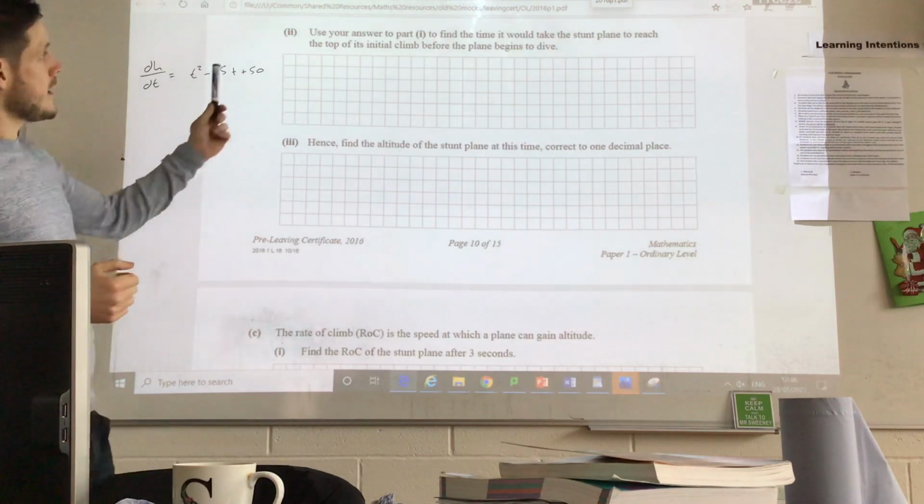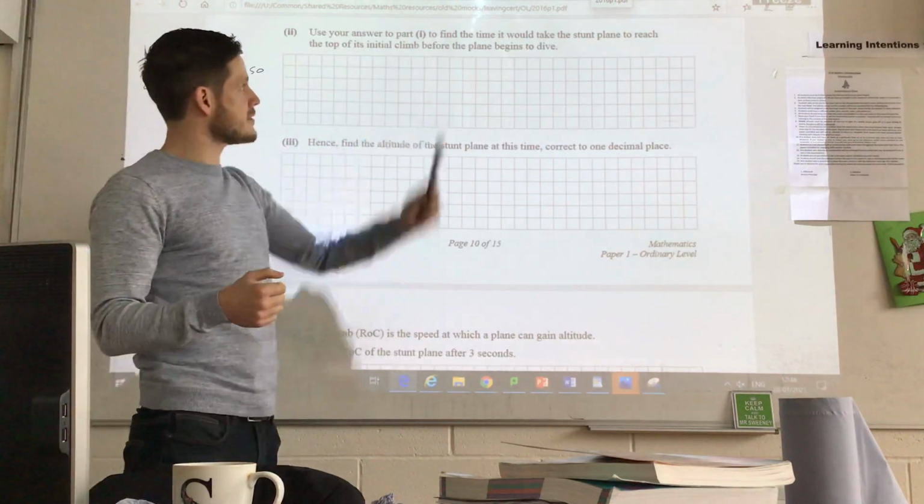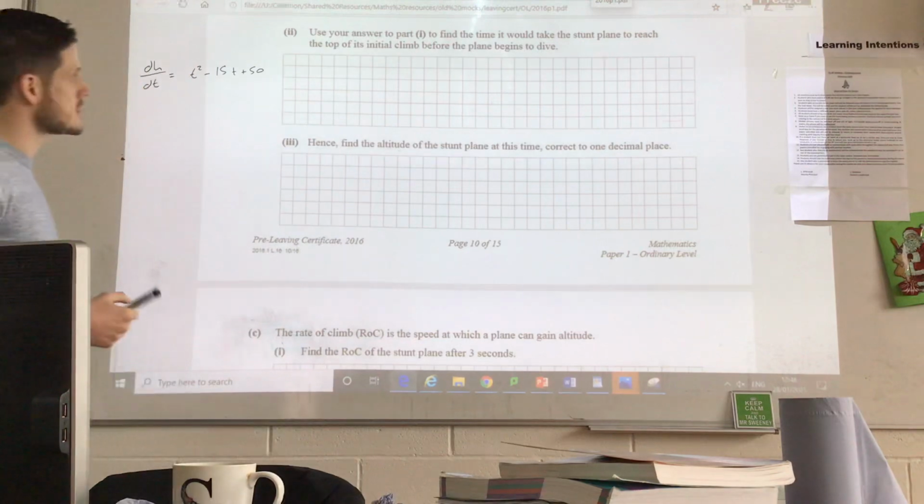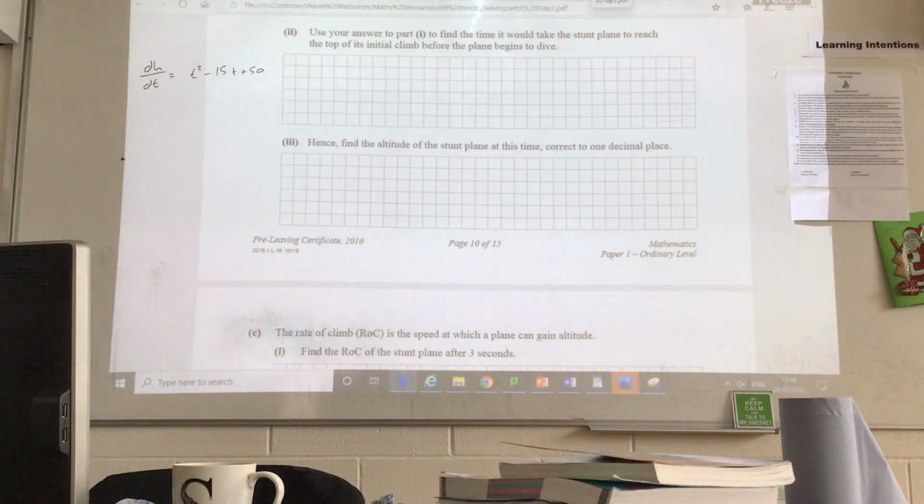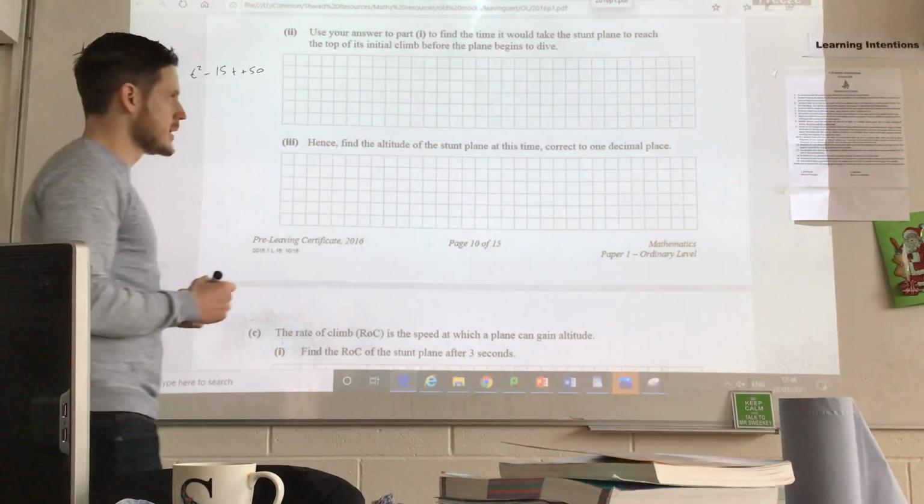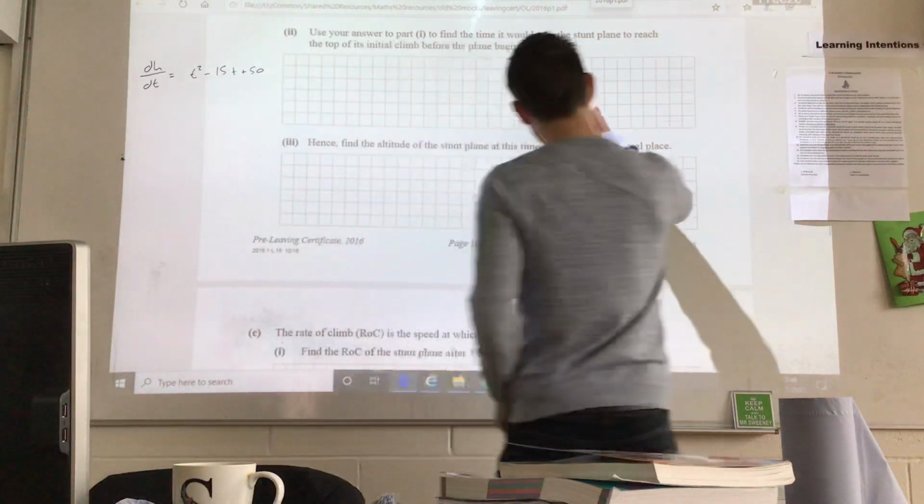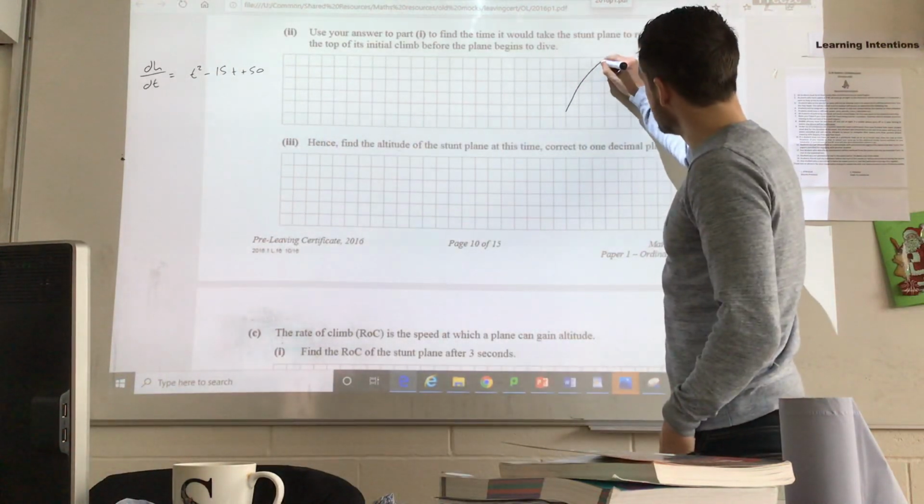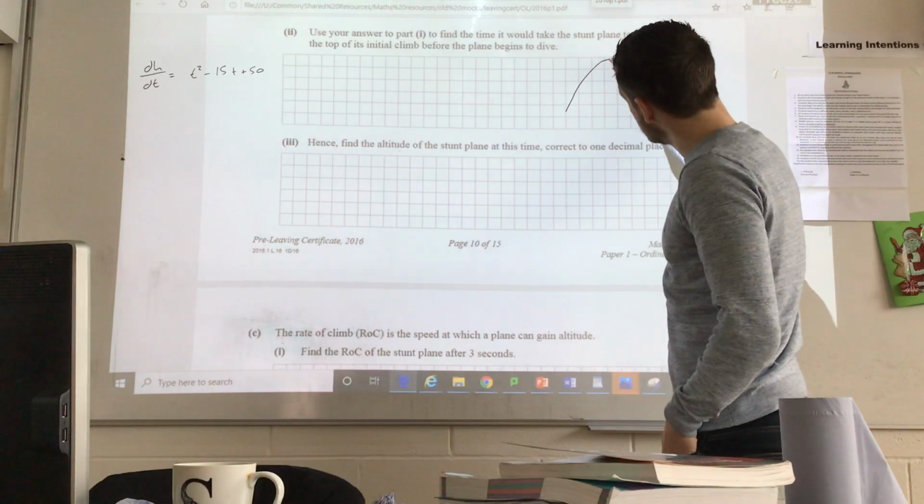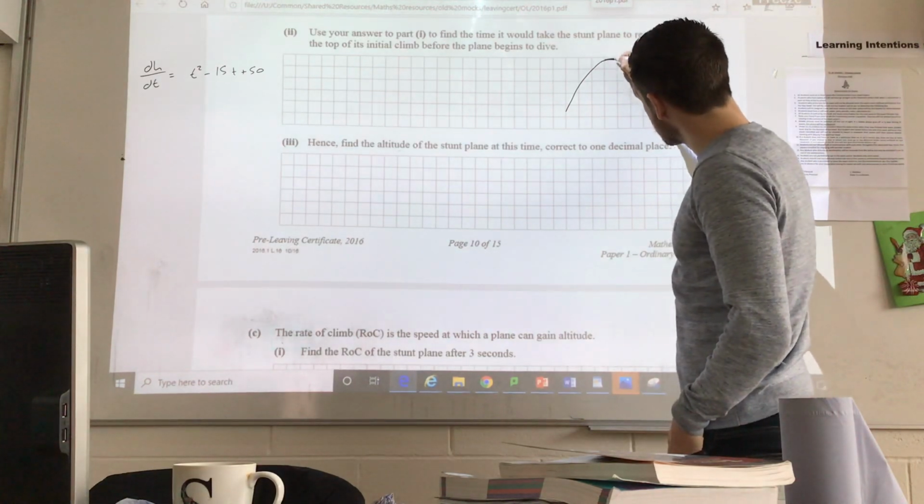And it's saying in this question, use your answer from part 1 to find the time it would take the stunt plane to reach the top of its initial climb before the plane begins to dive. So basically, we've got this plane going up and up and up. It hits a point, and then it starts diving. It goes down, down, down.